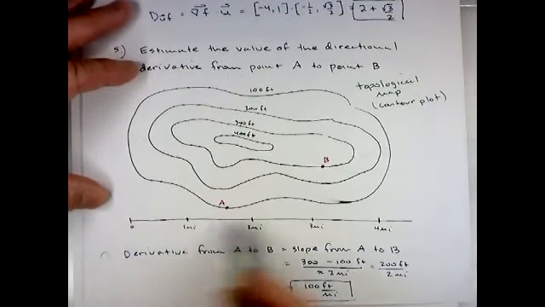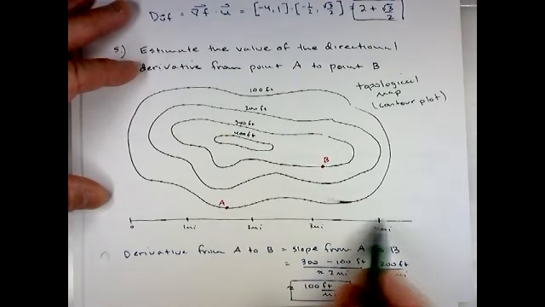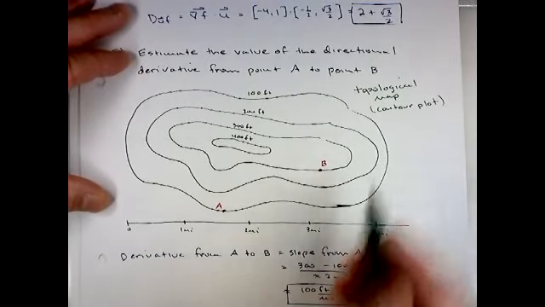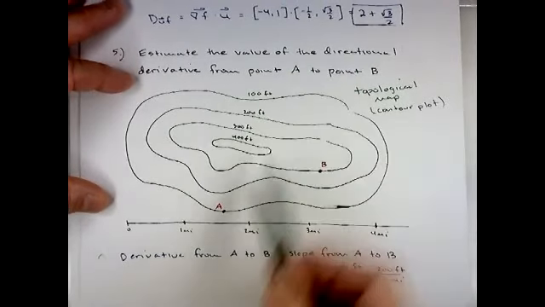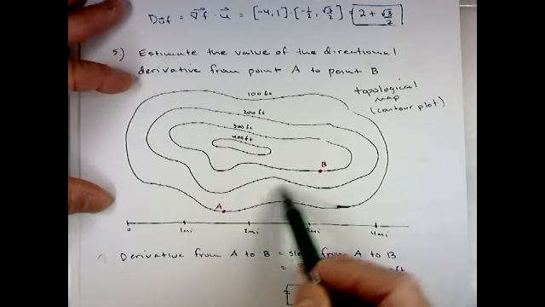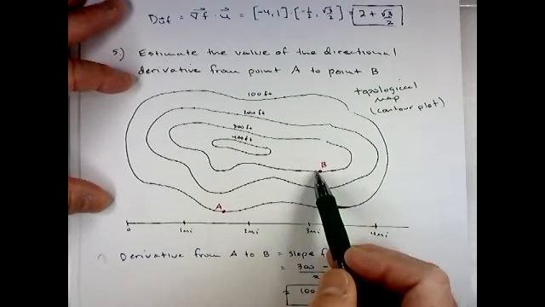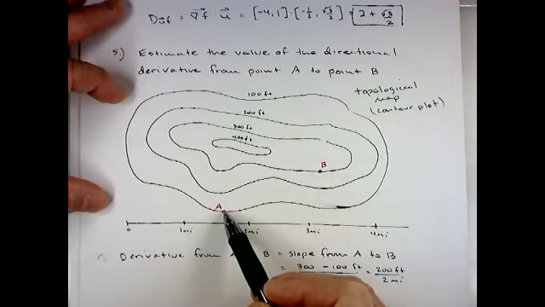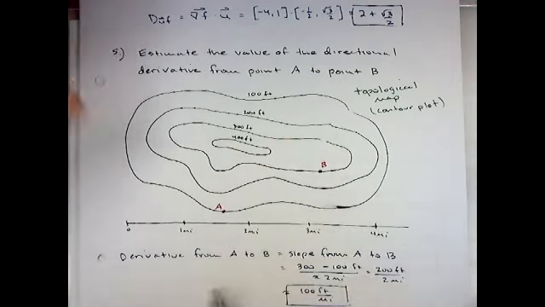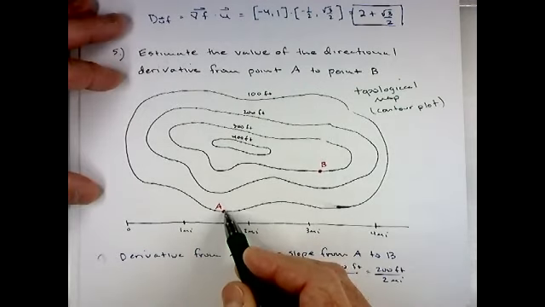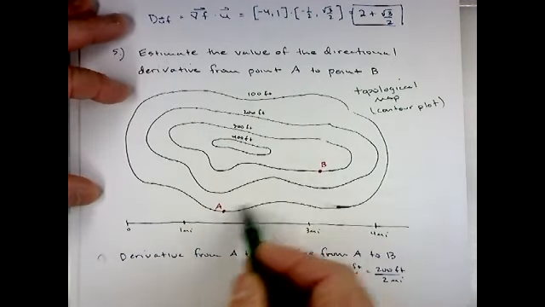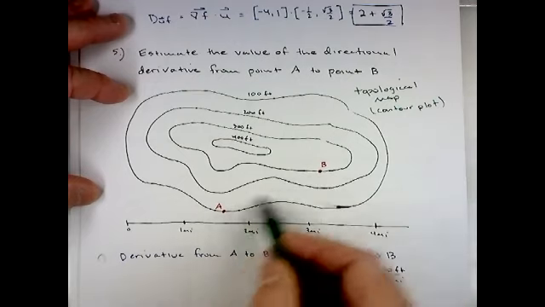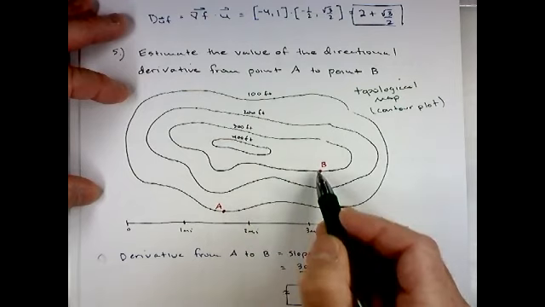Now if I've got a scale here from 0 to 4 miles, we're going to estimate the value of the directional derivative from point A to point B. Imagine you were going to go hiking and you were going to go from here to here. The derivative is slope. Now, you don't need to do a gradient. You don't need to do a vector or anything. The derivative is just how much does your elevation change, how much does your function change, divided by how far you're moving.